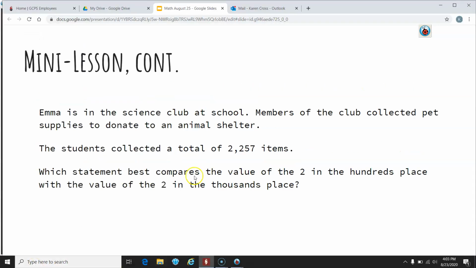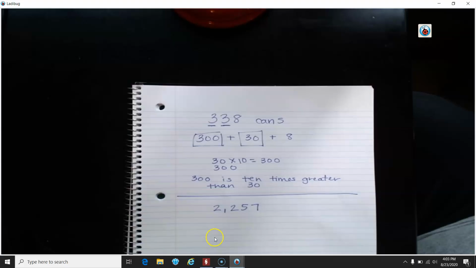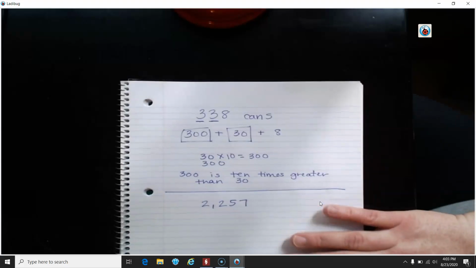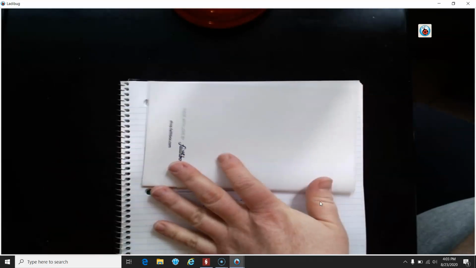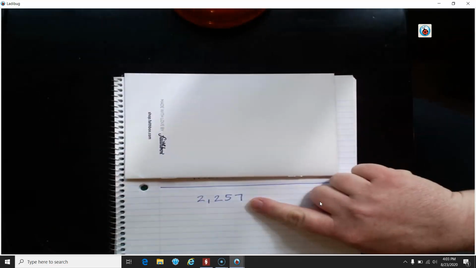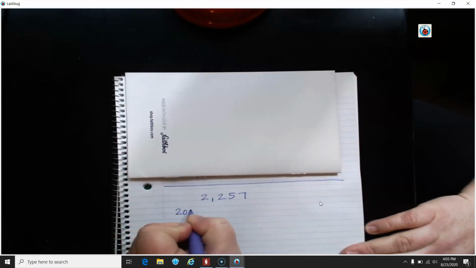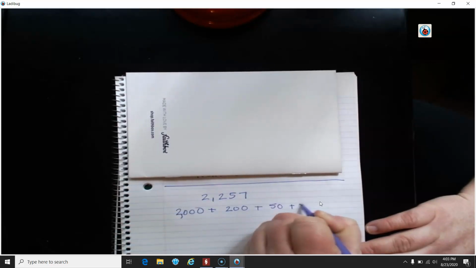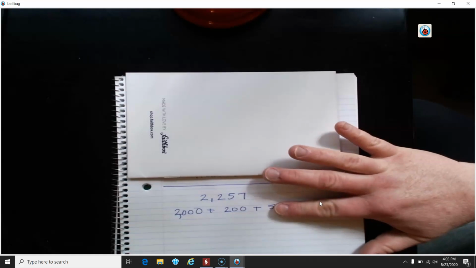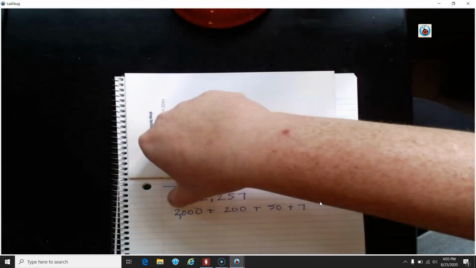So let's go back to my paper. Okay, and let me see if I can cover this top one up there so you don't have to look at that. All right, so now we have the 2,257. I'm going to split that into expanded form. So we have 2,000s, 200s, 5 tens, and 7 ones. Now we're not really worried about the tens and the ones right now. We're having to really think about these two different 2s, okay?